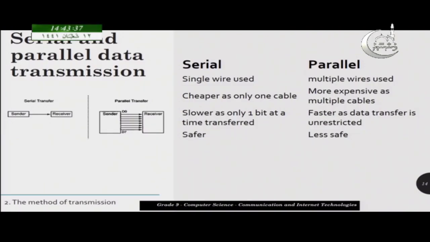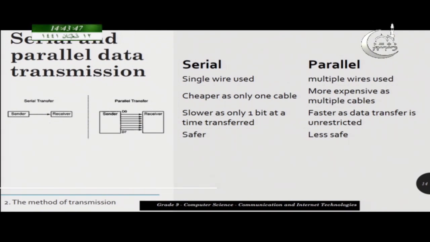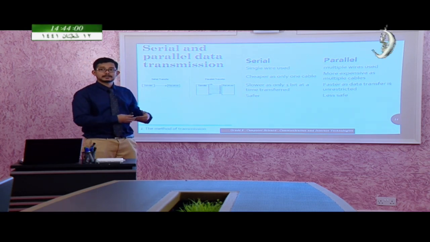So here is a comparison between serial and parallel data transmission. Serial uses a single wire, parallel uses multiple wires. Serial is cheaper, parallel is expensive. Serial is slower, on the other hand parallel is faster, and serial is safer, on the other hand parallel is less safe. One of the possible questions is to compare serial and parallel data transmission.